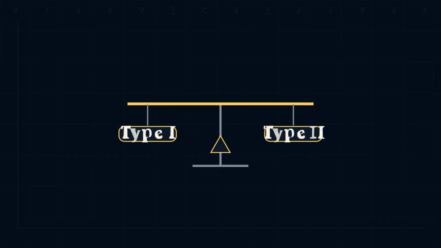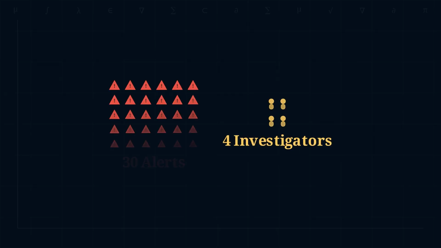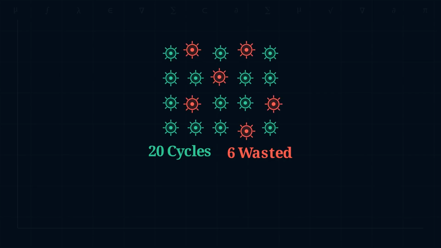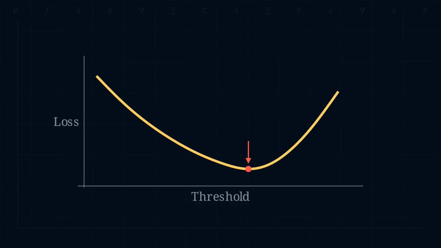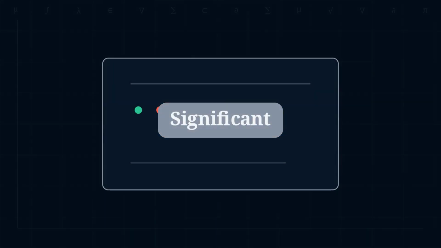Stop treating the two error types as moral categories. They are costs. In medicine, a miss can be worse than a false alarm. In fraud detection, false alarms might swamp your investigators. In product experiments, a false alarm burns engineering cycles while a miss delays learning. The right threshold is the one that minimizes expected loss under your stakes, not the one that stamps the prettiest label on your slide. A crisp mental model helps.